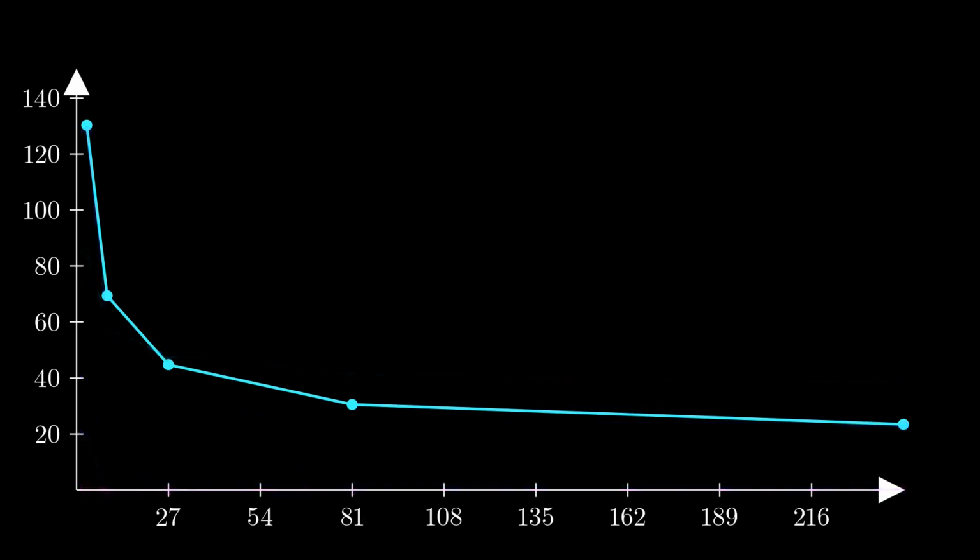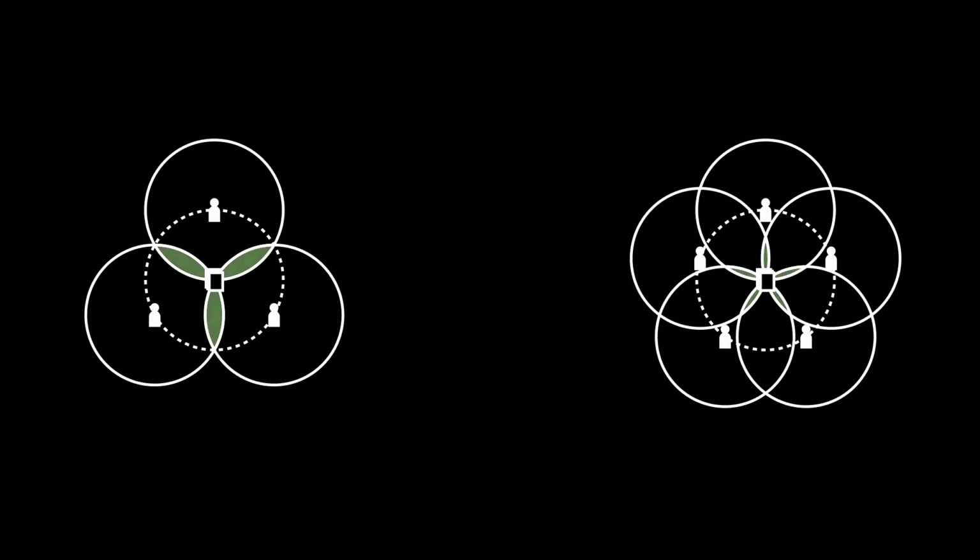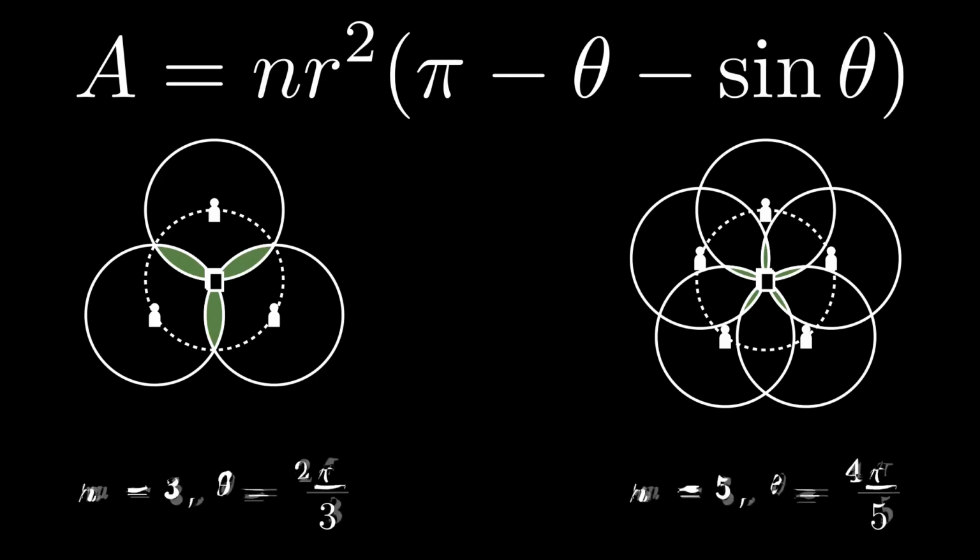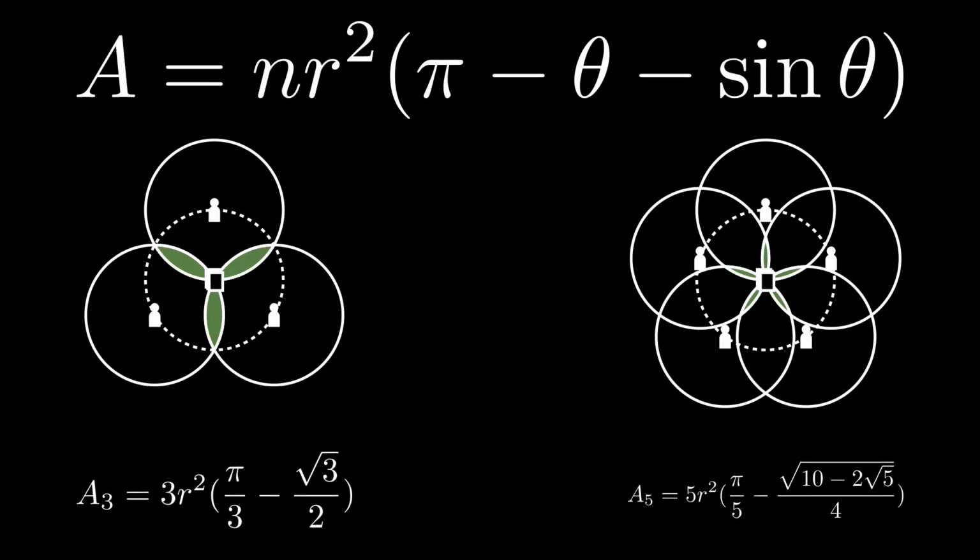So why does this happen? Well, using our framework, we can analyze two scenarios, one with 3 voters and one with 5. Looking at the two diagrams, we can clearly see that the overlapping area is much larger with 3 individuals than with 5. If we then do the algebra to calculate the area, we find that the area is 2.7 times larger with 3 voters than with 5.